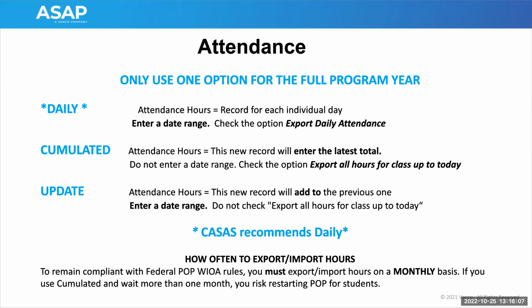Again, there are other options for bringing over your attendance. You can also bring it over cumulative or with an update. Daily is the recommended route. The main reason is so that you can be in compliance with the periods of participation. Not only is it a WIOA mandate, but CAEP is also requiring that you keep tabs of the student periods of participation. If you're bringing over daily, the more accurate, detailed record of when a student was there allows CASAS to easily identify and manage the POPs.